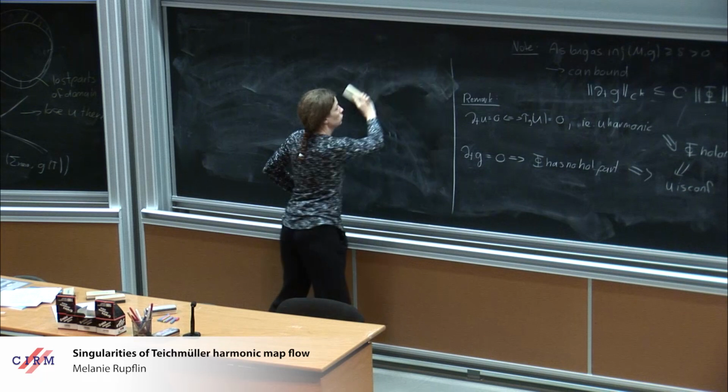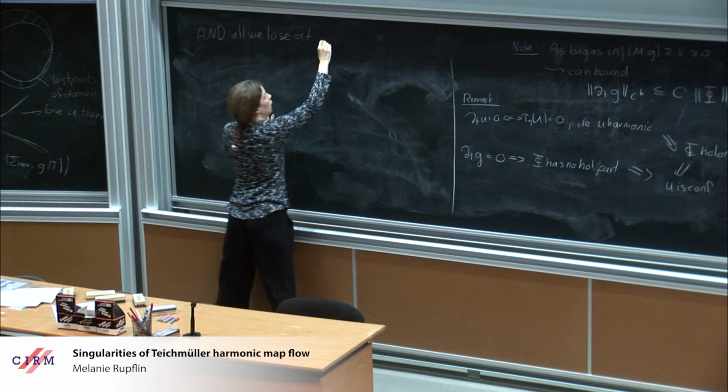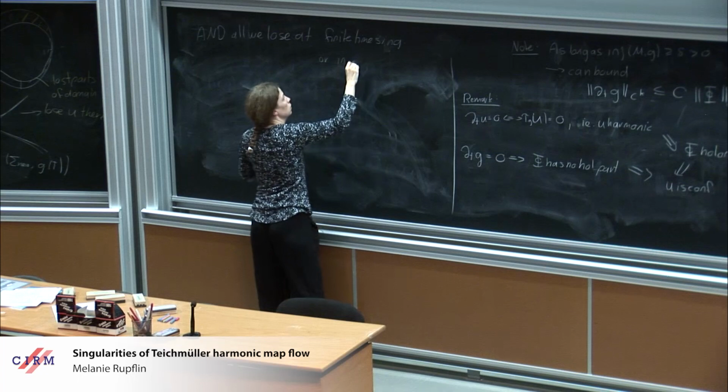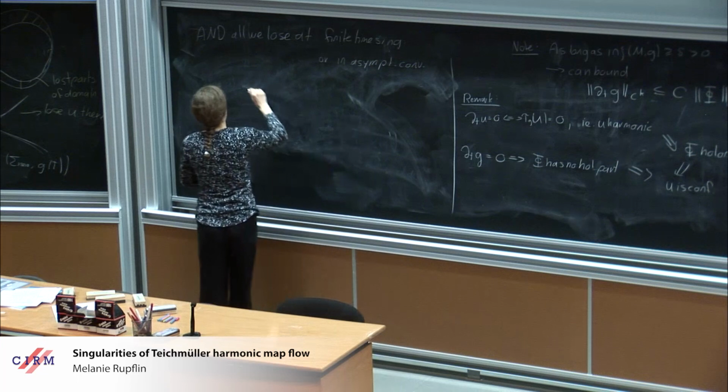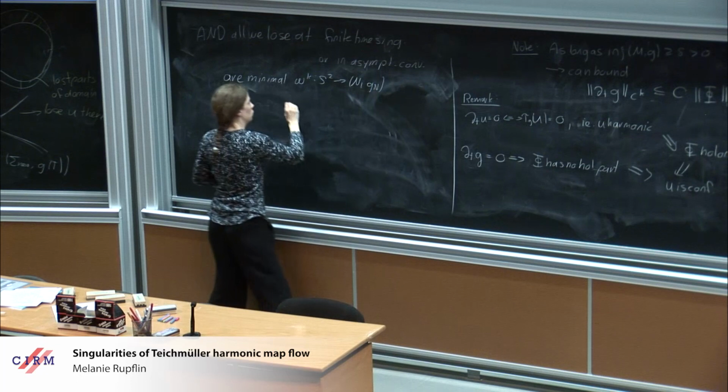So here the flow continues, and all we lose at either finite time singularities or in the asymptotic convergence are minimal spheres omega_k from the sphere, and, in the case of injectivity radius going to zero, curves.